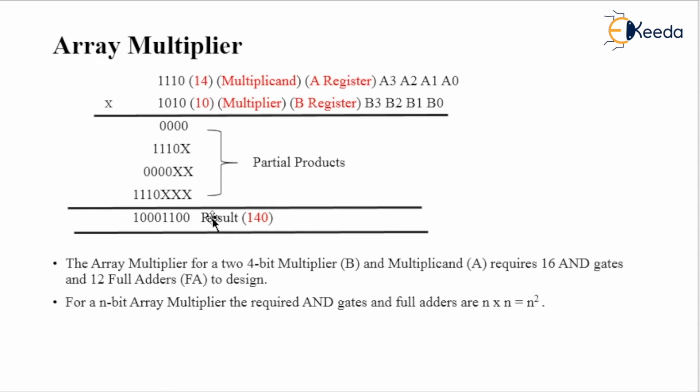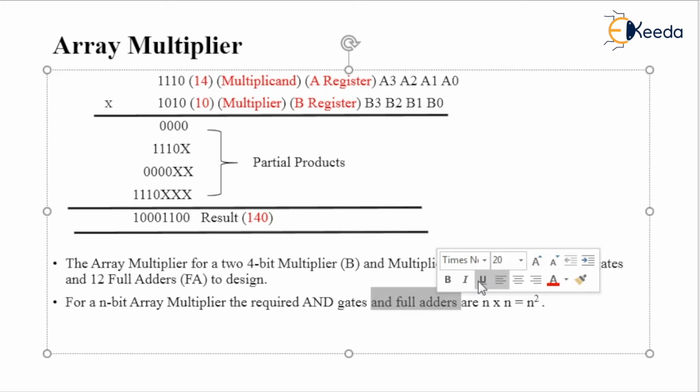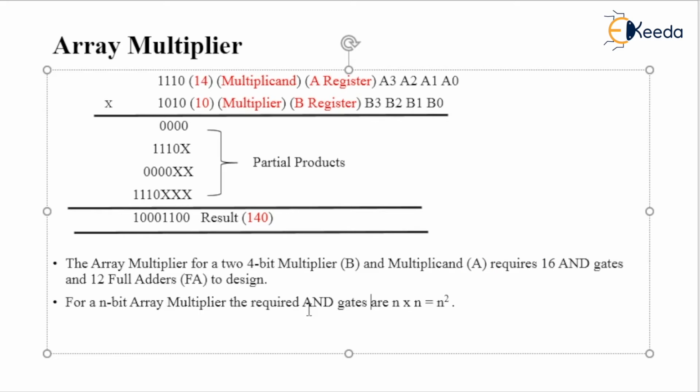See here, I've written two statements. The array multiplier for a 4-bit multiplier stored in register B and multiplicand register A requires 16 AND gates and 12 full adder circuits to design. So it requires 16 AND gates as well as 12 full adders. For an n-bit multiplier, the required number of AND gates is n into n, which is equal to n squared. So 4-bit means 4 into 4, which is 16.